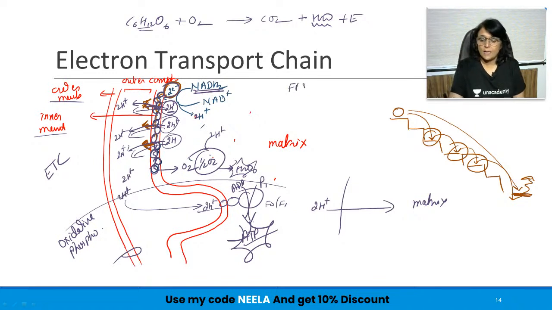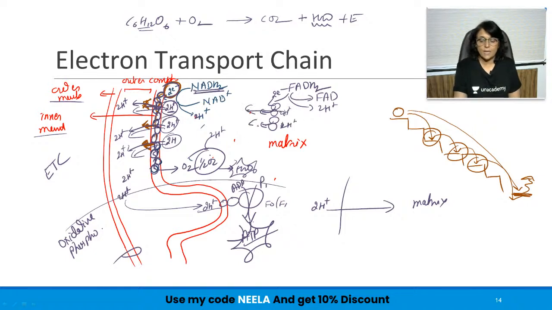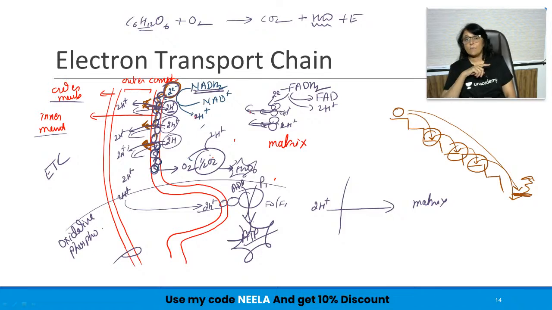Suppose one FADH2 dissociates. Again there will be FAD, a pair of protons and a pair of electrons. But when the pair of electrons passes through the electron transport chain, it releases energy only 2 times. Whenever energy is released, a proton pair is pumped in. First time energy is released, a proton pair is pumped in. Second time, a proton pair is pumped in. So how many pairs have been pumped in? 2.